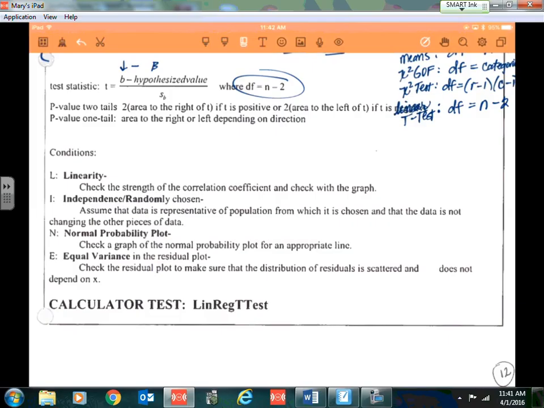so I came up with a new mnemonic device for these linear regression t-tests, and it's LINE. So hopefully that will help you remember the new conditions.